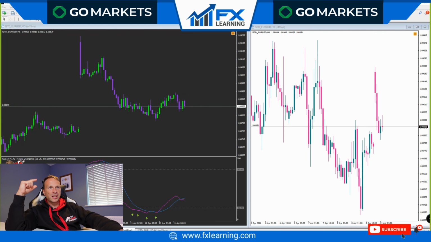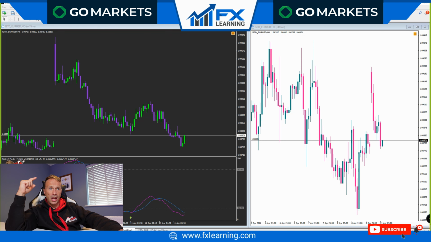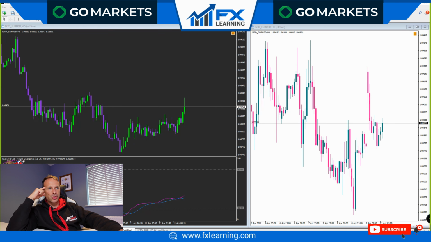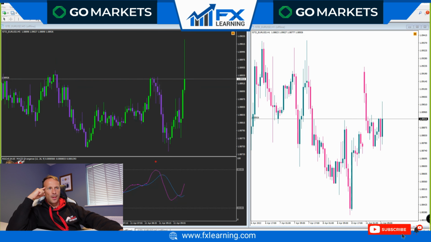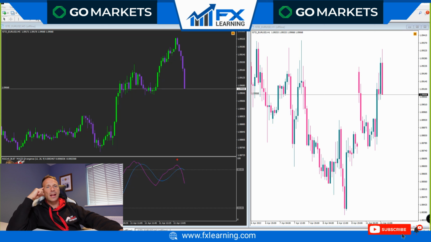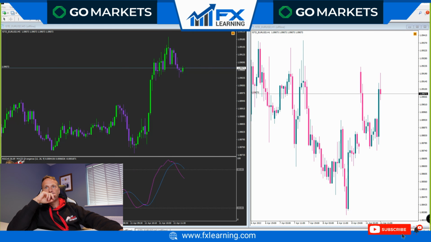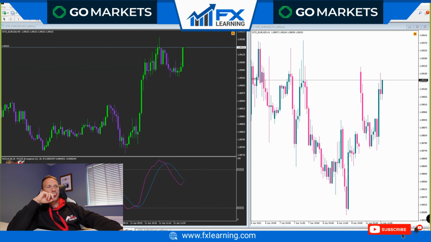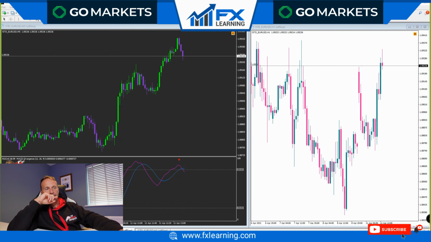I'm going to try and see if I can physically spot it as well, and we will take a trade. So let me try and find you divergences. Okay, here we go. Great, here's a good example. We have divergences just here.